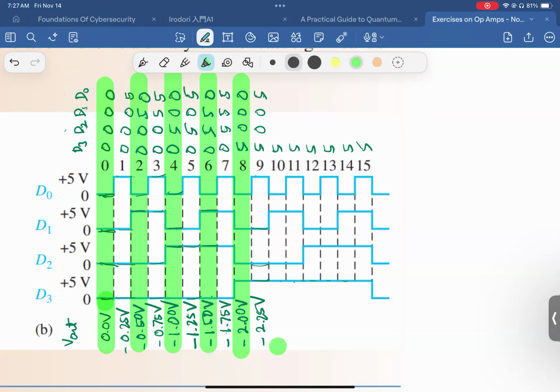Okay, tapos dito naman, ito ay 5, 0, 5, 0, 0, 5, 0. Okay, so this is 0.5 volts. So this is negative 2.5 volts. Ito naman ay 5, 0, 5, 5. So ito ay 0.25, ito ay negative 0.5. Tapos, ang magiging sagot dito ay negative 2.75 volts.